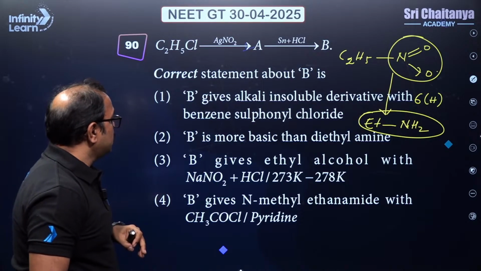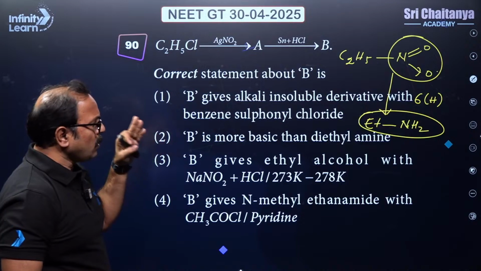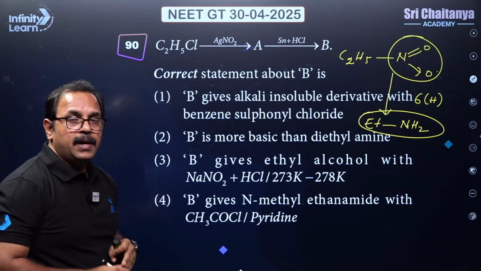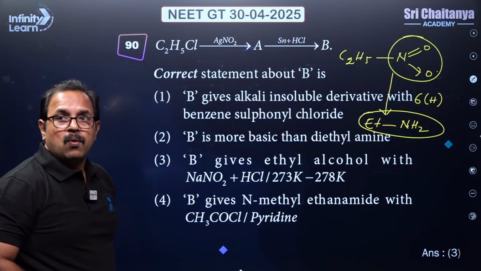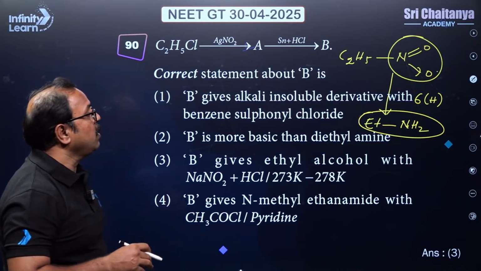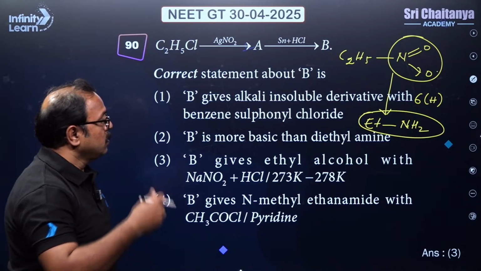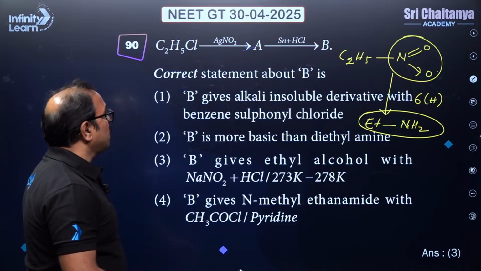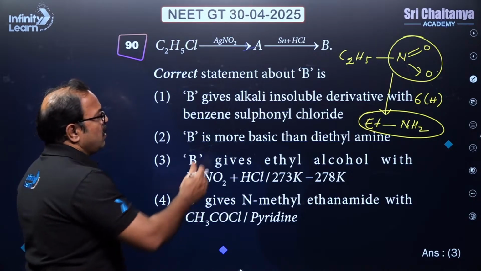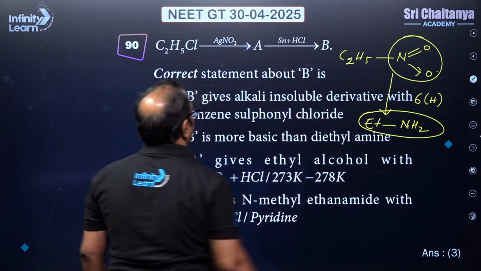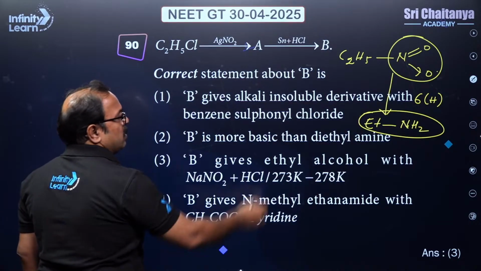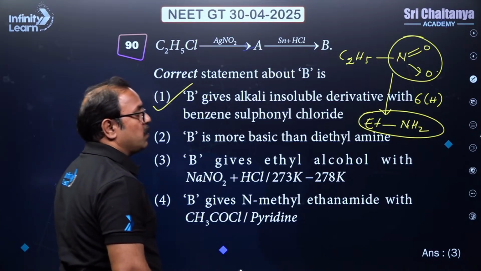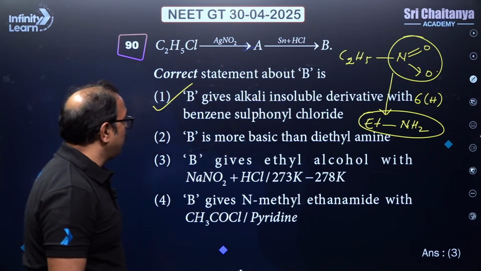In the case of B, the important reaction with benzene sulfonyl chloride, that is Hinsberg reagent. It reacts with a primary amine. Once it reacts with a primary amine, it undergoes replacement of hydrogen. One more hydrogen is there, so it becomes soluble. So in this case it is not insoluble. He is saying it gives an insoluble derivative with benzene sulfonyl chloride. It is wrong because it is a primary amine. It gives a soluble derivative. Secondary amine gives an insoluble derivative.